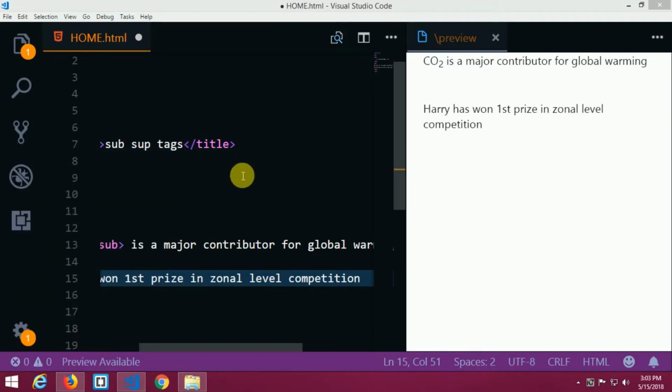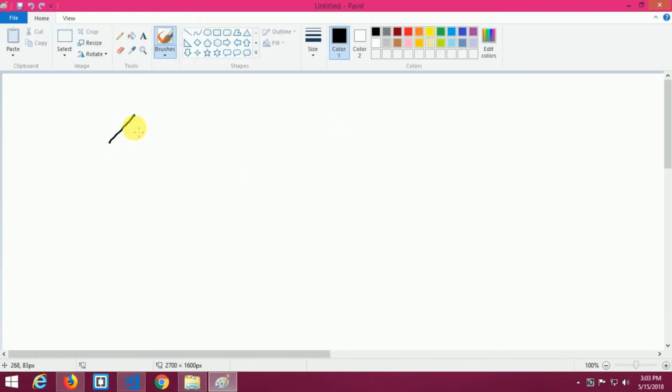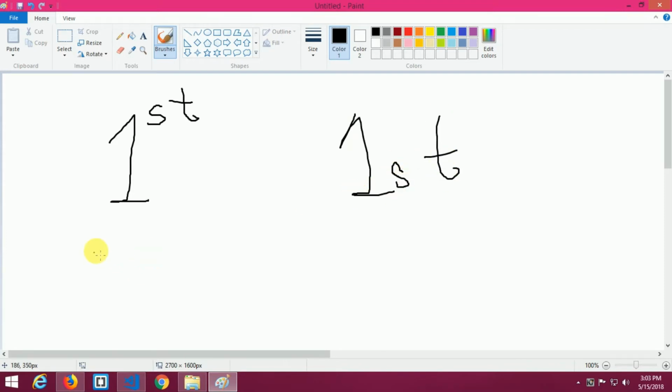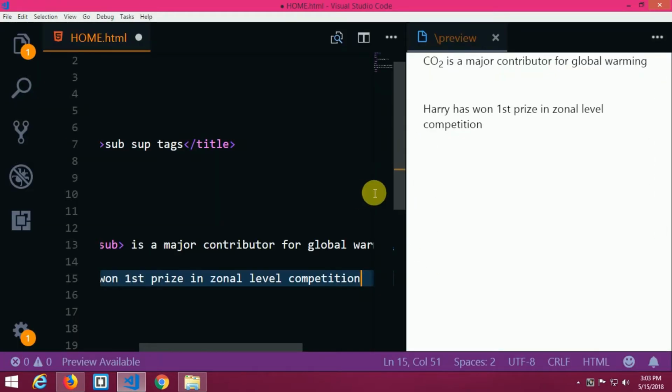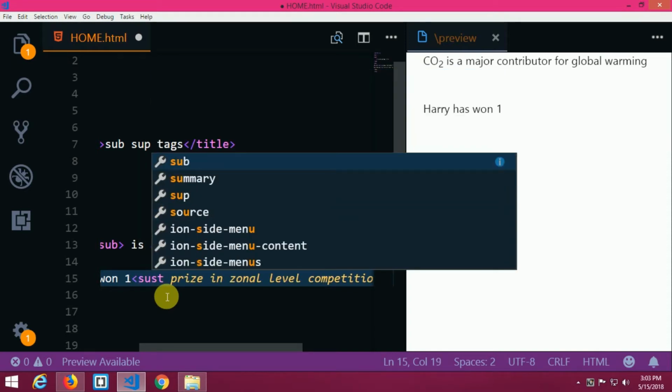First always comes like this, not like this. So this is not right, this is the correct one. So let me close this. I want the "st" to be held above the number one. So at this time I'll write SUP. This is the tag for it.